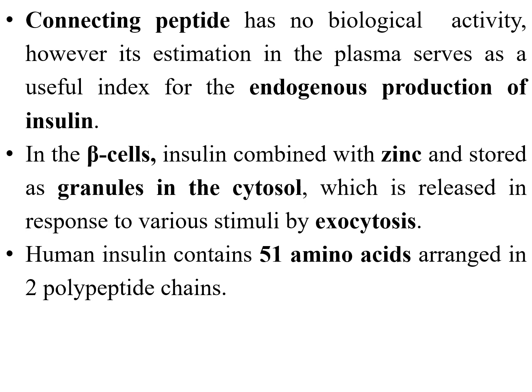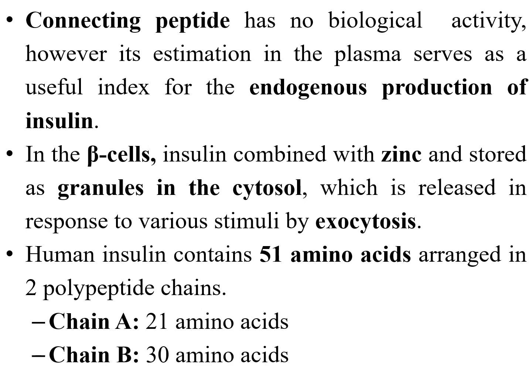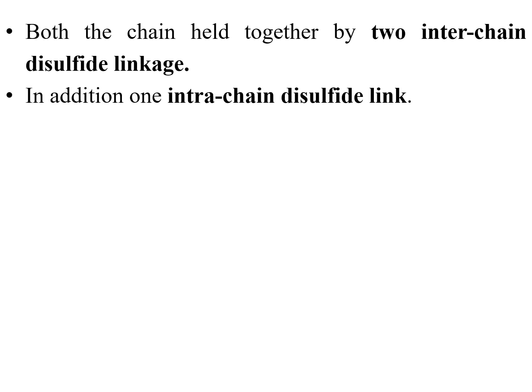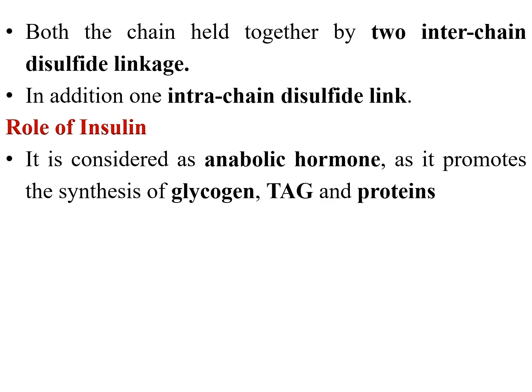And in beta cells, insulin is combined with zinc and stored as granules in the cytosol, which is released in response to various stimuli by exocytosis. So zinc plays an important role in beta cells for insulin stability. I have shown A chain 21 amino acids and B chain 30 amino acids. So both the chains are held together by two interchain disulfide linkages. In addition, one intrachain disulfide link. So next, role of insulin.